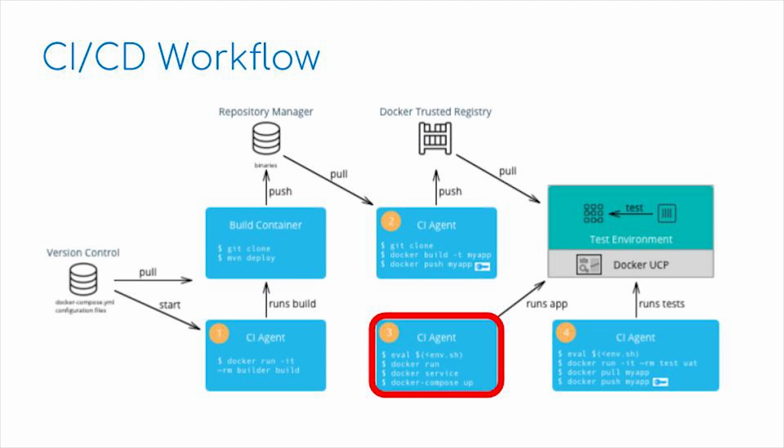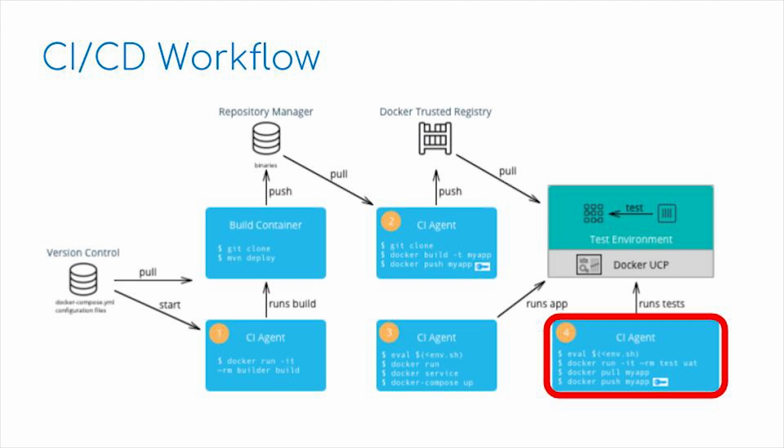The third part is to deploy the application. The CI agent can pull a runtime configuration from version control using Docker Compose YAML and environment-specific configuration files, and use them to deploy the application onto the Universal Control Plane of Docker EE via CLI-based access.